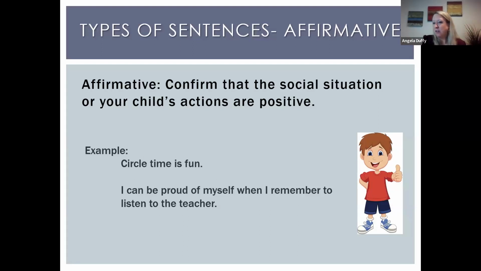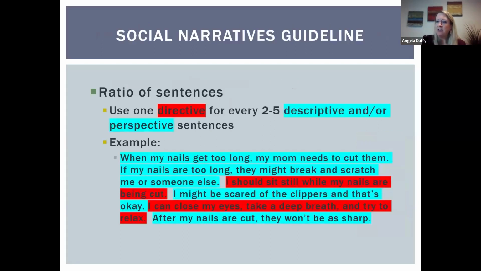All right, so those are the different sentences that you can use, and you should use a good mix of sentences. We don't want to have all directives and we don't want to have all descriptive sentences. A good ratio of sentences, and it can be kind of loose, but I use about one directive for every 2 to 5 descriptive and/or perspective sentences.